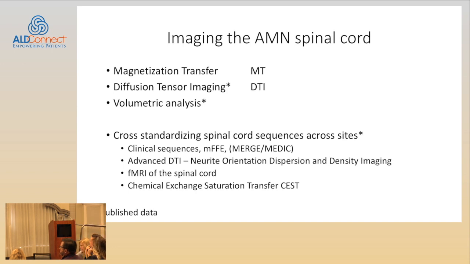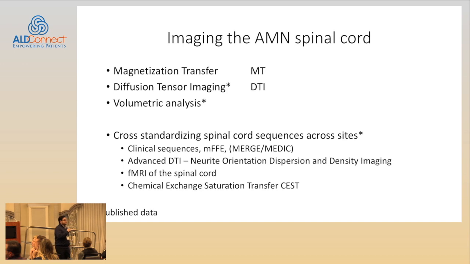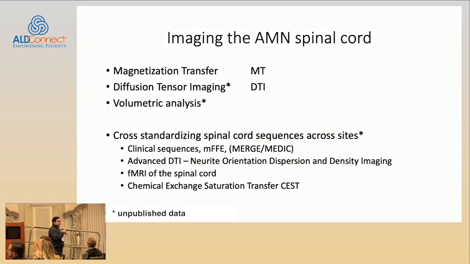So the one I'd like to start with is magnetization transfer, which was first developed by Dr. Fatemi and Seth Smith in 2005, applied to the AMN spinal cord. Some diffusion tensor imaging with new data. I'm not going to get too much into the physics of these sequences, just a brief overview, volumetric analysis that we've been looking at, and then some of the very exciting new experimental research sequences, and I'll show you comparisons of the differentiation between white and gray matter in some of these sequences and their prospective use in AMN.